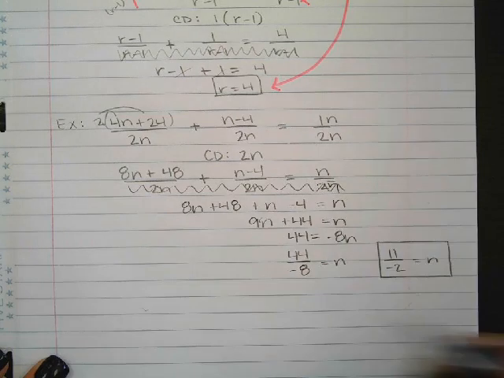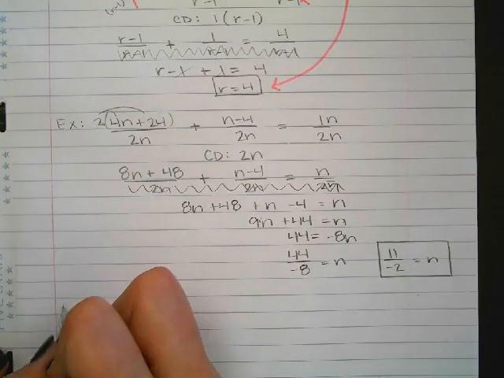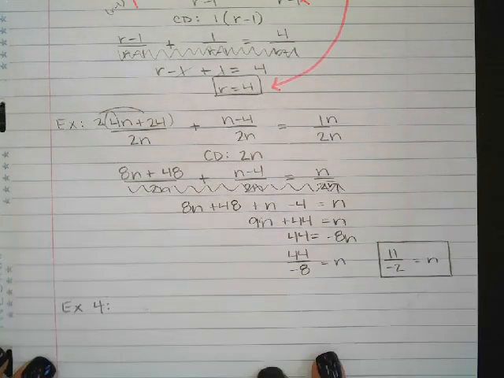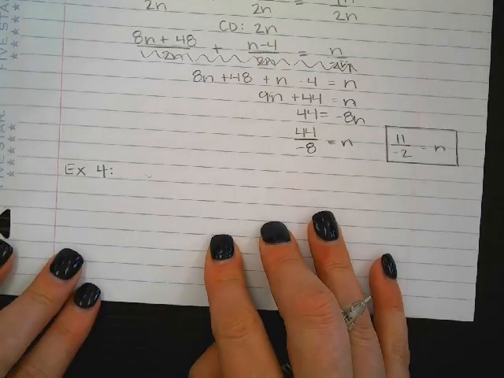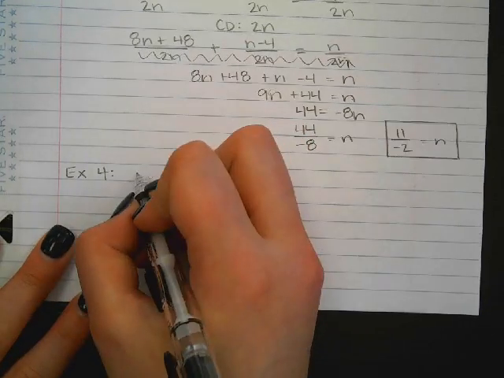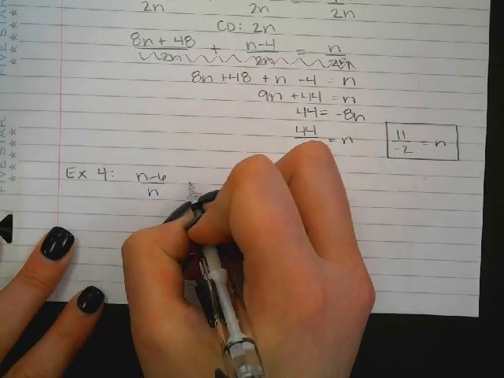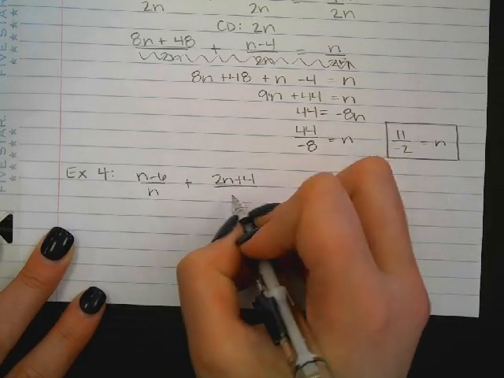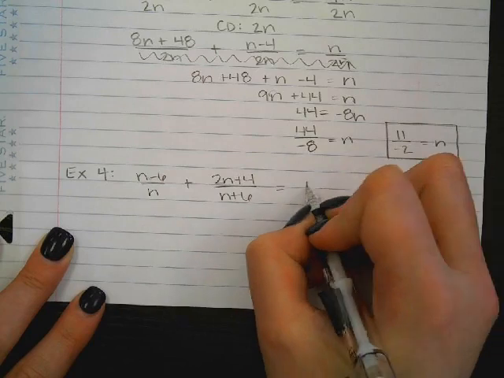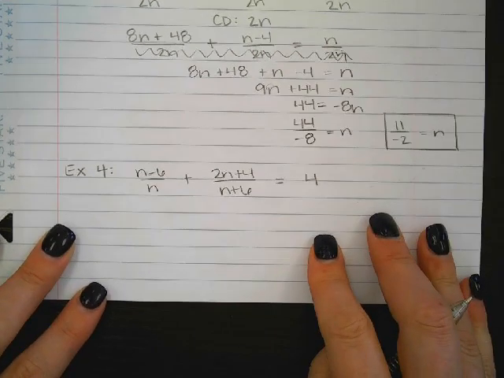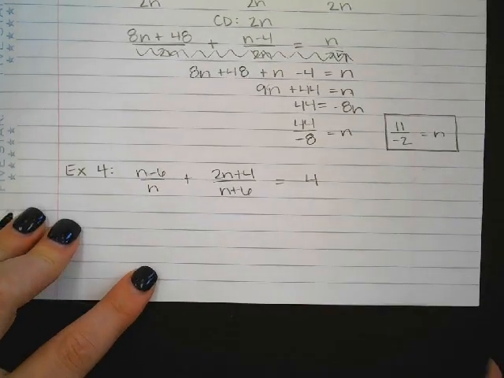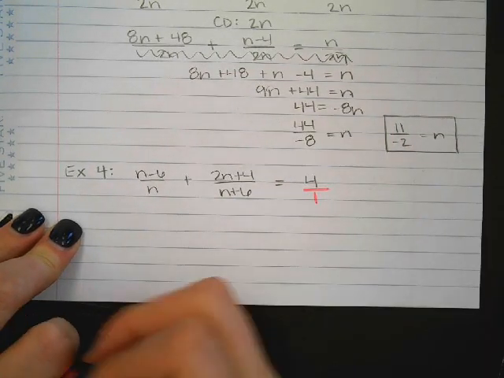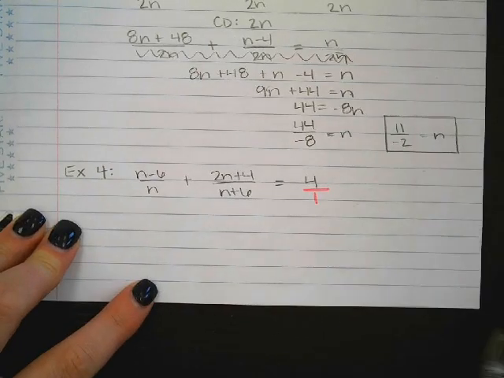Okay, let's go ahead and try another example. I didn't label the last one. This is example 4. Okay, so here we have n minus 6 over n plus 2n plus 4 over n plus 6 equals 4. So again, we have a rational equation and one of the terms is not written as a fraction. So I'm going to go ahead and just put it over 1 so that we have a denominator there.